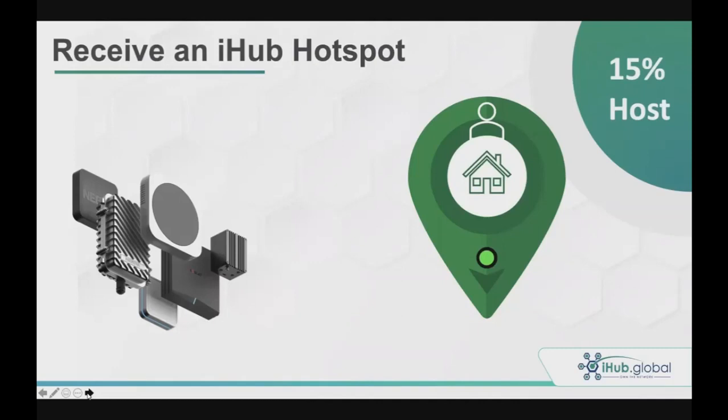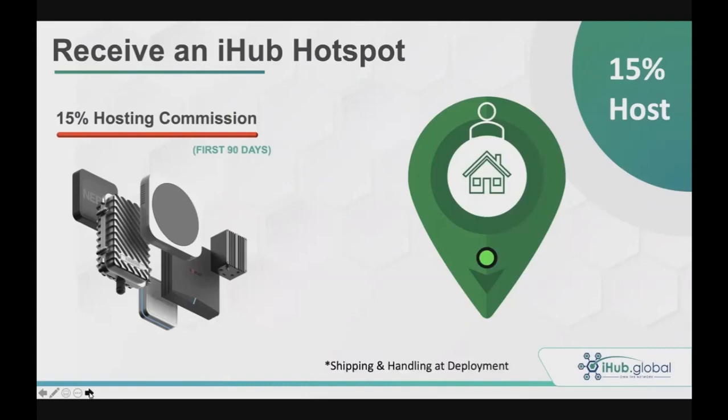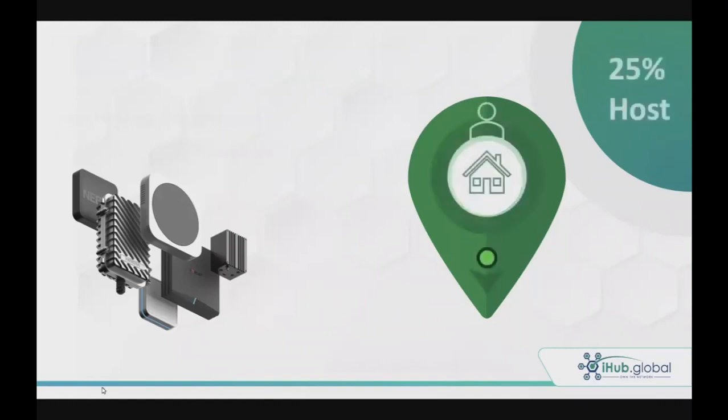From there, you're going to receive an iHub hotspot. After you qualify, we only send hotspots to the best addresses. We give you all the tools to make your address the best. You earn 15% hosting commission on every HNT that hotspot generates for the first 90 days, okay? There will be a shipping and handling fee at deployment that the host will pay.